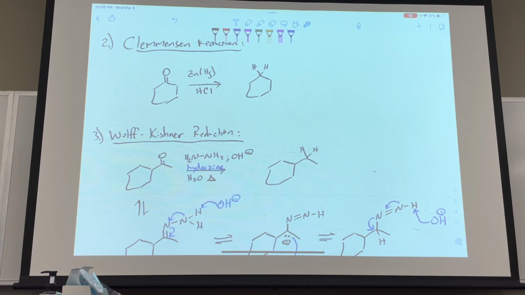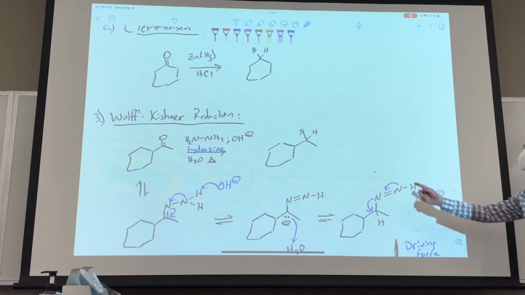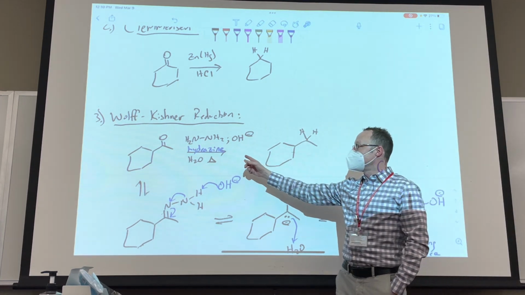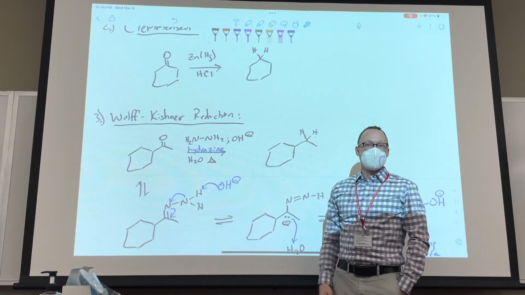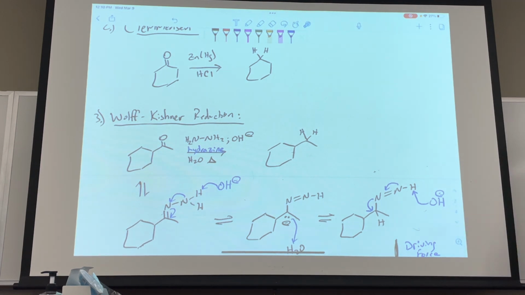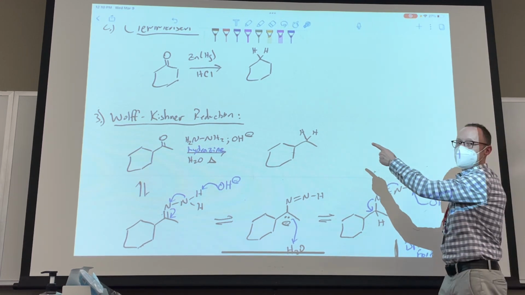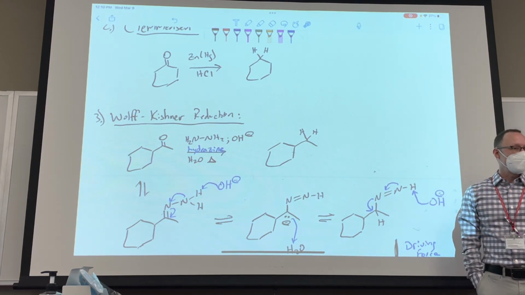I mean, look at the different conditions. One of these uses strongly acidic conditions. This one uses strongly basic conditions. Which one is better? Well, it depends on what you're trying to reduce. For instance, if you have a ketone that you're trying to reduce, and somewhere else in the molecule you have an acetal, it would be very unwise to use the Clemmensen reduction, because acetals are easily cleaved under acidic conditions.